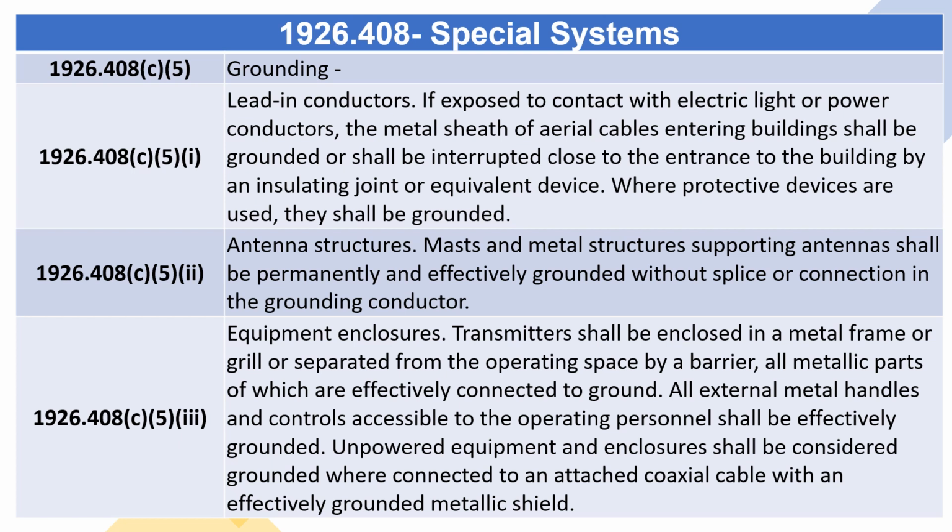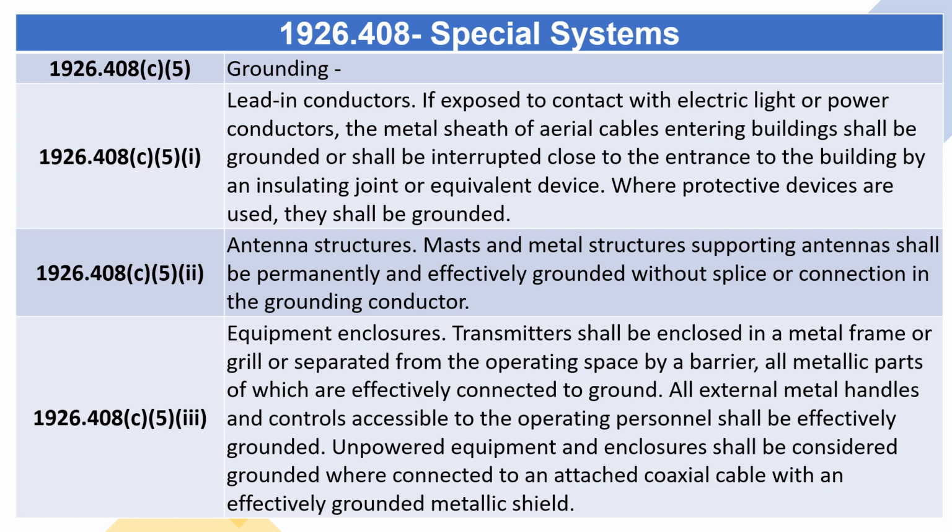1926.408(c)(5) Grounding. 1926.408(c)(5)(i) Lead-in conductors. If exposed to contact with electric light or power conductors, the metal sheath of aerial cables entering buildings shall be grounded or shall be interrupted close to the entrance to the building by an insulating joint or equivalent device. Where protective devices are used, they shall be grounded. 1926.408(c)(5)(ii) Antenna structures. Masts and metal structures supporting antennas shall be permanently and effectively grounded without splice or connection in the grounding conductor.